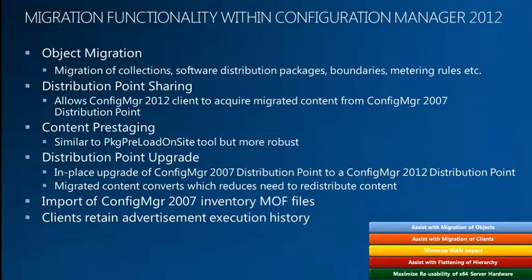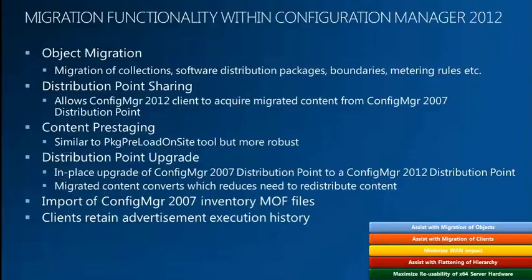So with that, there's object migration, the ability to migrate collections and software distribution. After you connect the two sites, your 2012 to your 2007, you create a migration job, and then through a wizard, migrate the stuff over. So everything from boundaries and metering rules. Then we have distribution point sharing. After you've migrated that stuff over, you can deploy it to your 2012 clients. And when they go to get the content, if you have DP sharing enabled, they can actually get the content from their 2007 distribution points, which is pretty exciting.